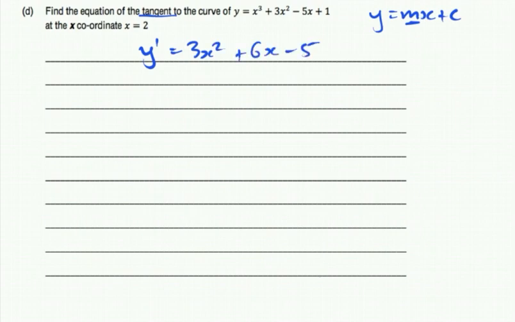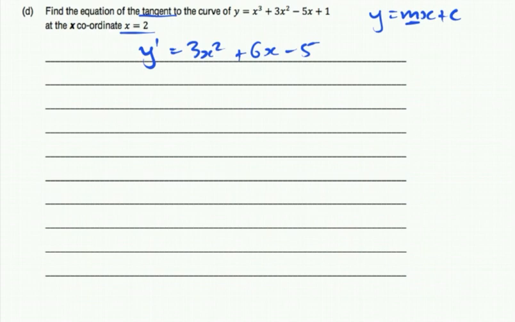Find the equation of the tangent to the curve. Now I know the tangent is y equals mx plus c. And so m is the gradient, which means I have to differentiate it. So I'm going to go ahead and differentiate this straight off. So y dash equals multiply by the power, reduce the power by 1, multiply by the power, reduce the power by 1. The number disappears. So we've got that. We have to find the equation of the tangent.